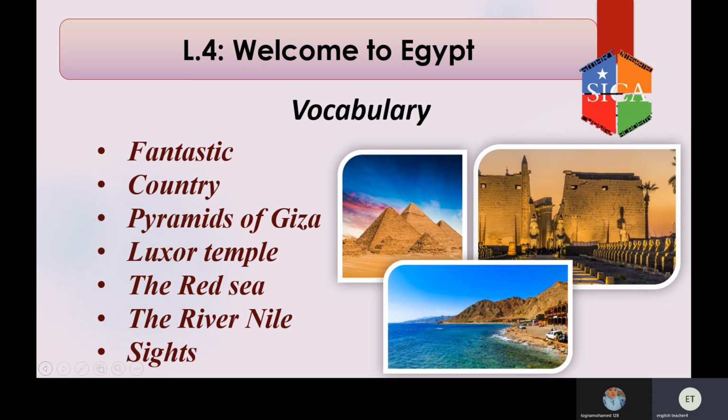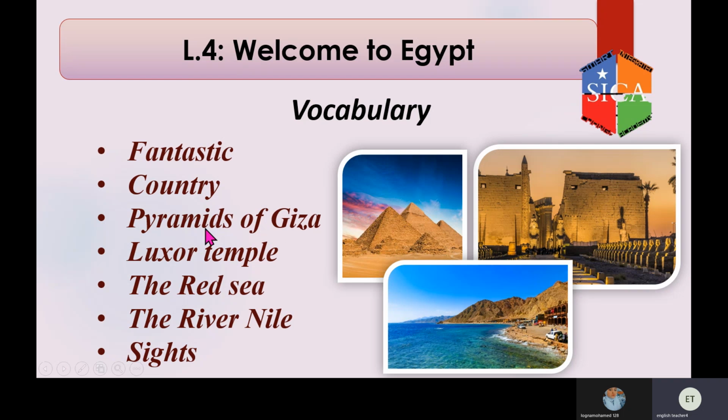So we start with Lesson 4, with the title Welcome to Egypt. Of course, this lesson talks about places in Egypt. Here we have the words. The first word is fantastic. Fantastic is like great or amazing. All these are adjectives. Country. Country is like Egypt. Egypt is the country where we live.